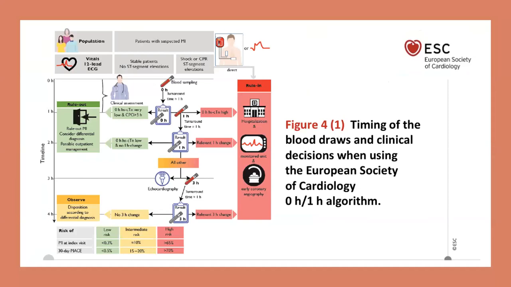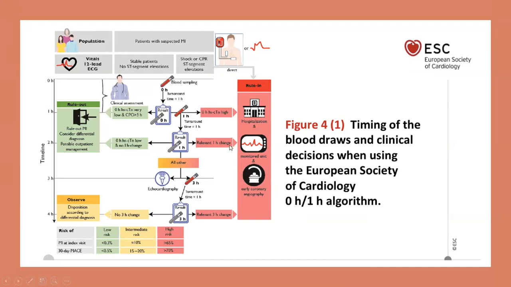So in terms of the timing of the blood draw and the clinical decisions according to the European Society of Cardiology, for your patients with suspected myocardial infarction, you do your ECG. We have mentioned that the blood sampling needs to be done at presentation, basically when you see the patient, at 0 hour. If you're able to get the result, then you'll be able to classify your patient. If not, then you do it at 1 hour.